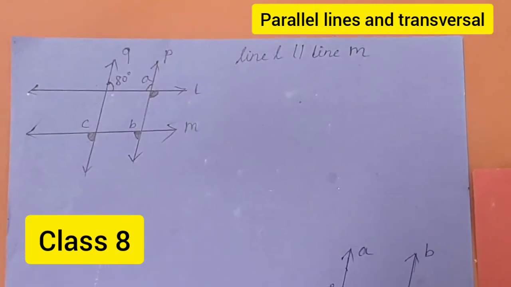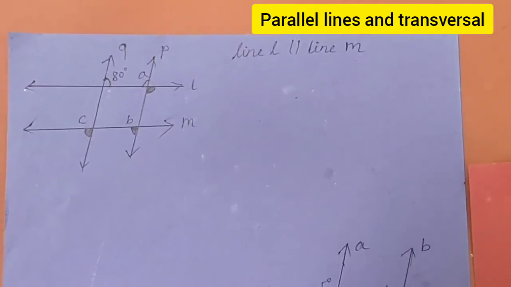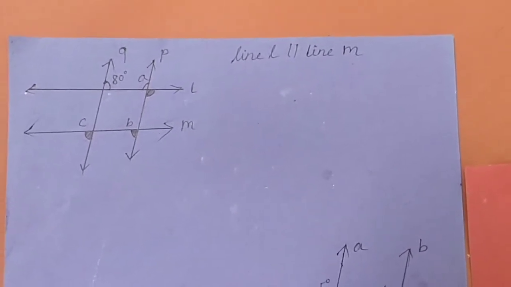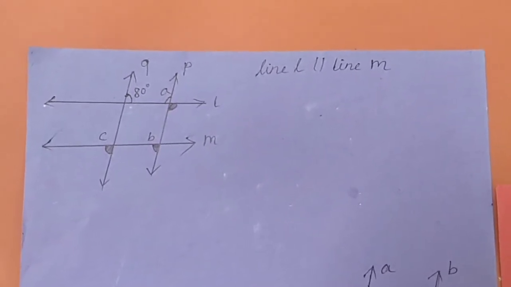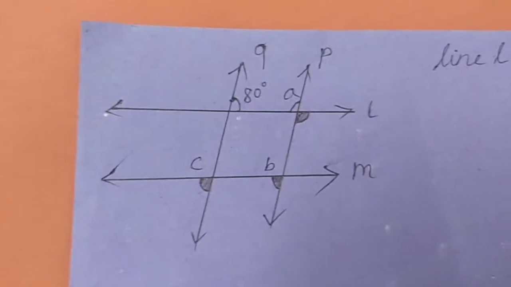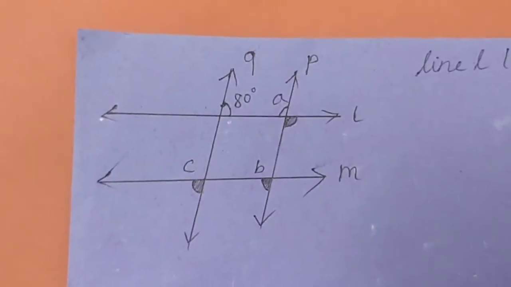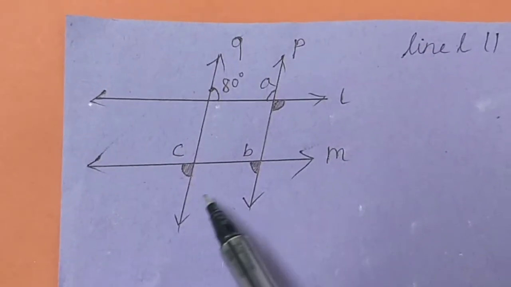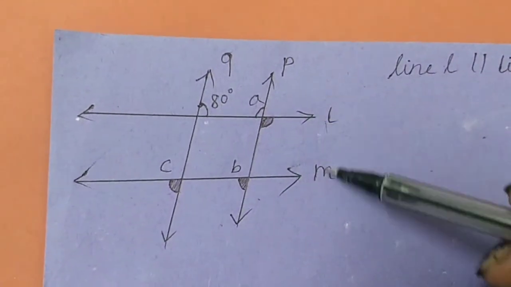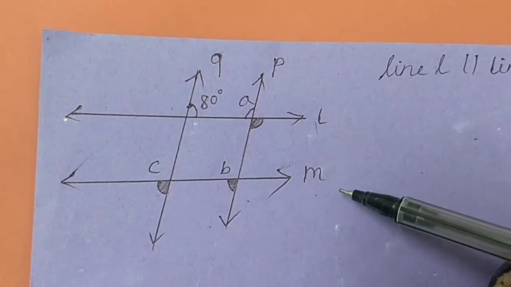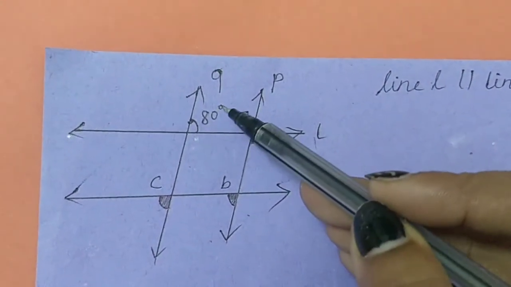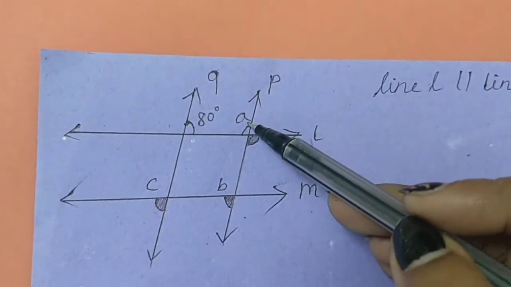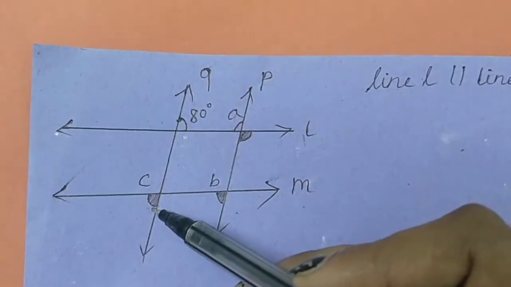Now this diagram is given, and I'm going to read the question. In the given figure, line P is parallel to line Q and line L is parallel to line M. Can you see this diagram? These two lines are parallel and these two lines are parallel. One angle is given, that is 80 degrees, and we need to find angle A, angle B and angle C.